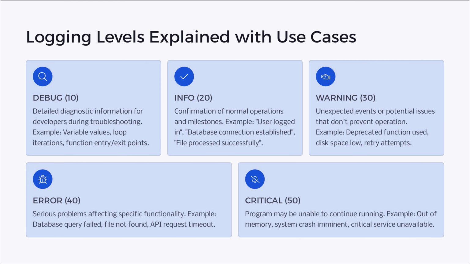DEBUG provides detailed diagnostics for developers, like variable values and loop iterations. INFO confirms normal operations, such as user logins. Warning signals potential issues, like low disk space. Error indicates serious problems, such as a failed database query. Critical suggests the program may crash, like when memory is exhausted.